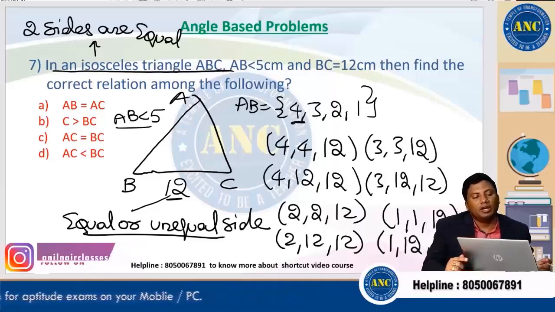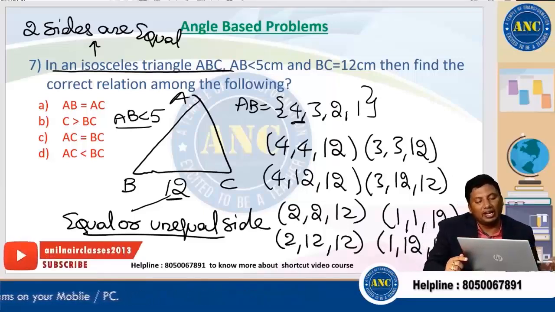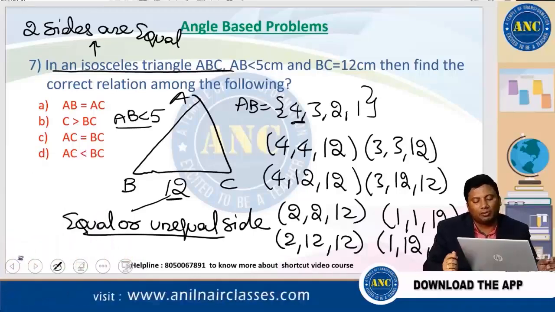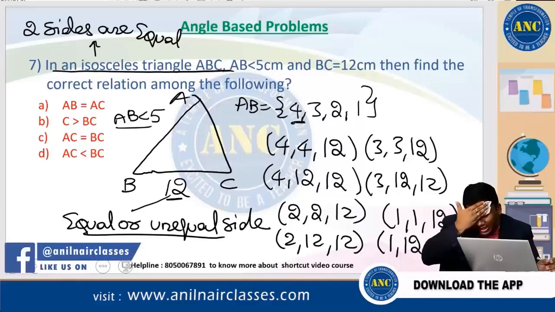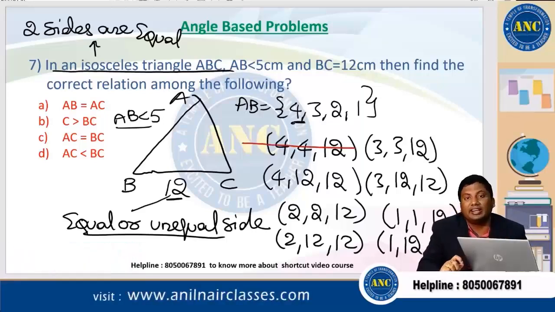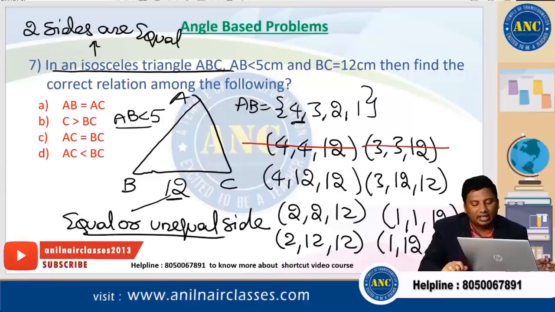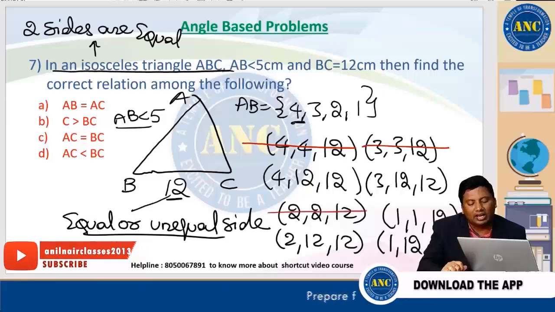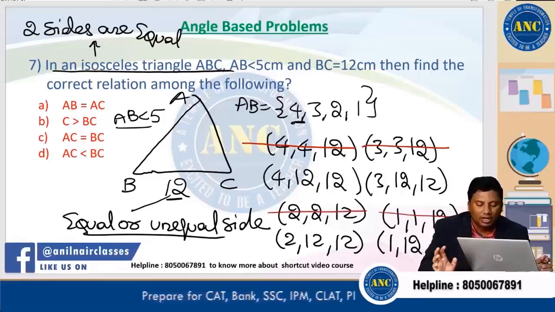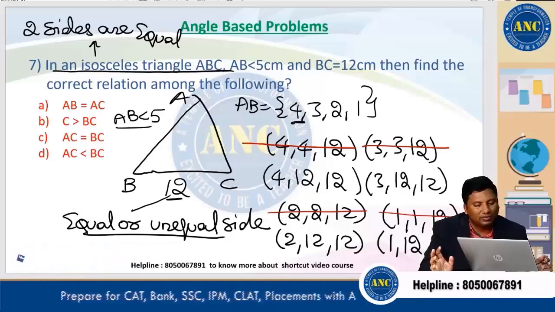Are you with me? Which of the following relationships is correct? What is the condition for three sides to form a triangle? Sum of two sides should be greater than the third side. 4 plus 4 is 8, and 8 is not greater than 12. 6 is not greater than 12. 4 is not greater than 12. 2 is not greater than 12. So these are the four conditions we got.